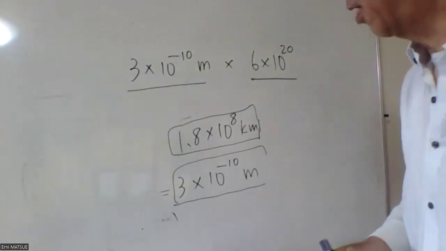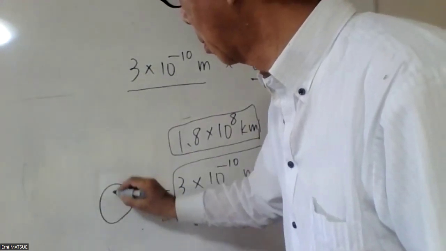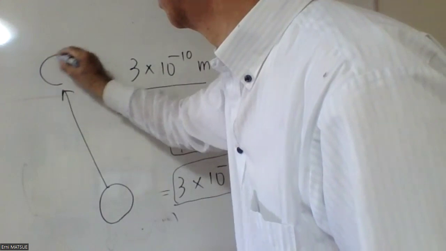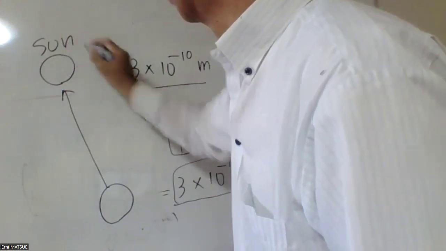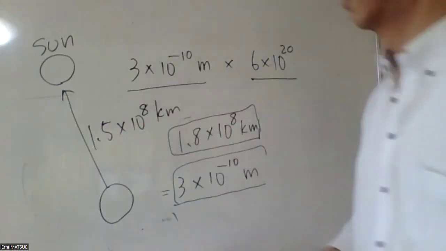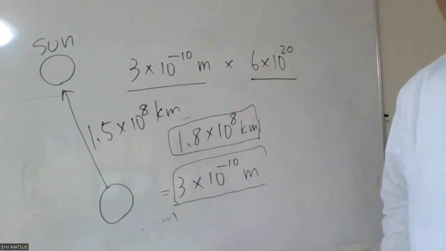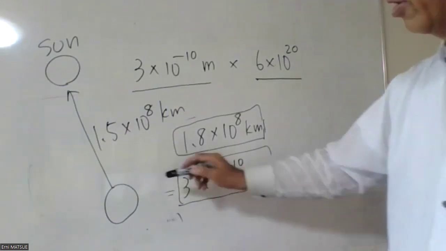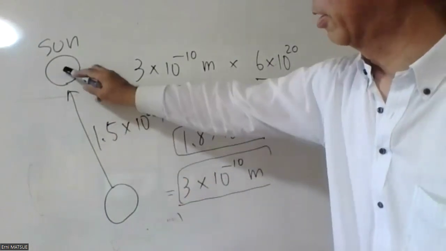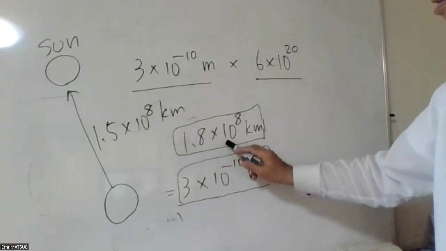Okay. Could you find the distance until the sun? It is 1.5 by 10 to the 8 kilometers. Long.